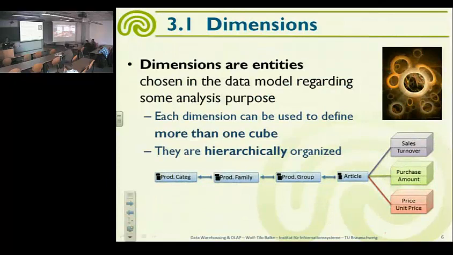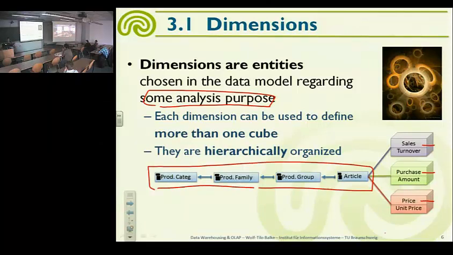So basically, the dimensions are entities that you choose in the data model, and they serve a certain analysis purpose. And what is interesting about the dimension is that once you define a dimension, it can be associated with multiple cubes. So you don't have to build the same dimension for different cubes because it is the same data. They hold the same data, but they can serve different cubes. So back to our example here, we have the 3 cubes, the sales, purchase, and price. And they can all be connected to the same product dimension.